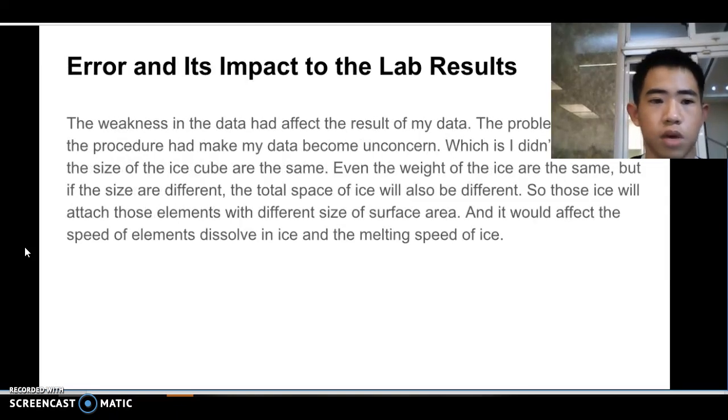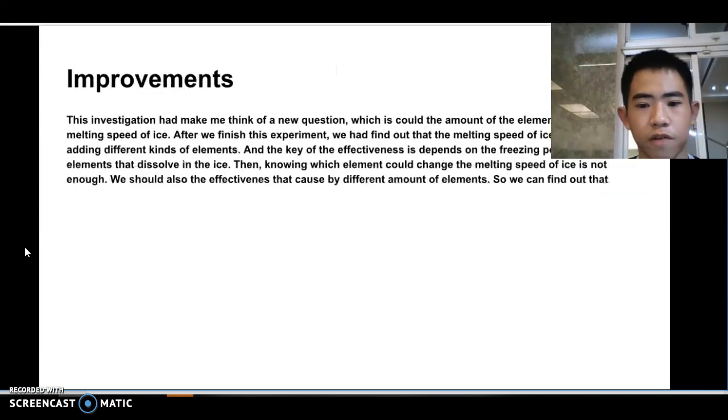I also made some errors in this lab. I didn't make sure the size of the ice cubes was the same. So when we were doing the experiment, we could see that the surface area which attached to the elements was different, so it would also affect the melting speed of ice. This is my improvement.